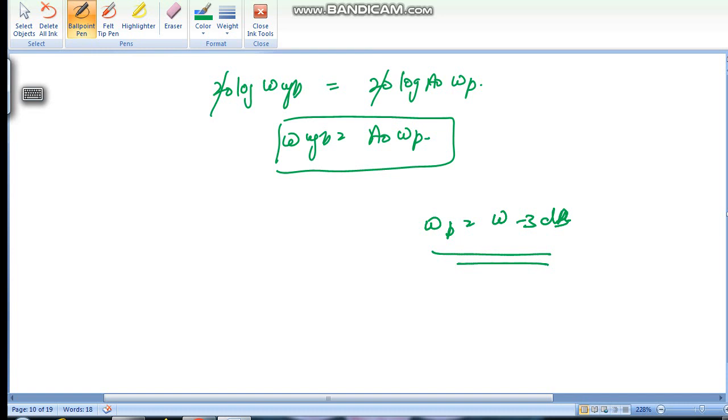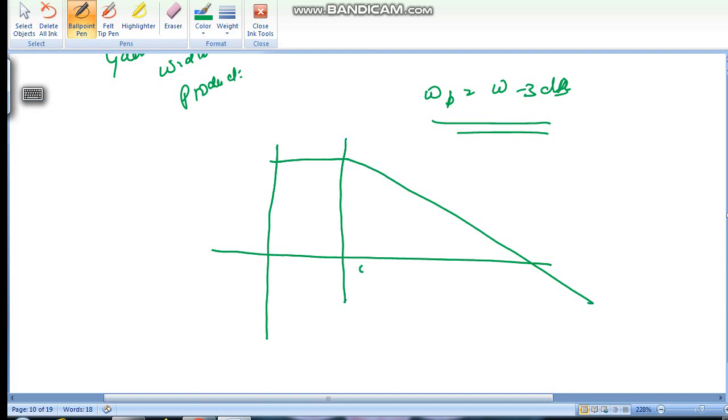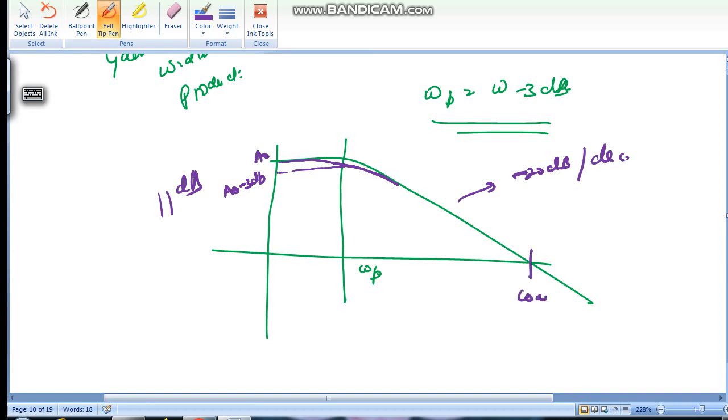So this is known as the gain bandwidth product. Okay, so now we draw our Bode plot for this. Say this is our omega p, and the curve goes something like this. This is A naught minus 3 dB, this is A naught, so magnitude in dB. And this is a minus 20 dB per decade roll off. This frequency is omega UGB.